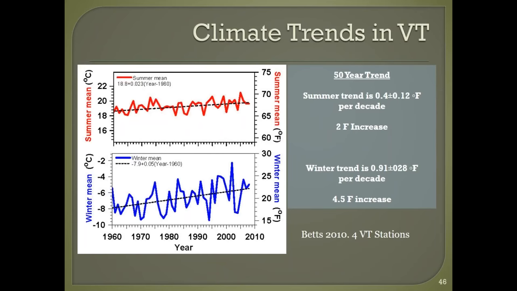We also know that climate is changing. And so the climate trends in Vermont, this is a quick slide to show that our summer temperatures are increasing every decade, a 2 degree Fahrenheit increase, but our winters are the ones that are increasing even more. So it's getting warmer in the winter, less snow cover, and we're getting even up to a 4.5 degree Fahrenheit increase per decade in Vermont. We've been measuring this since the 60s.